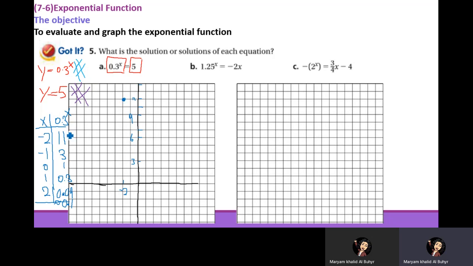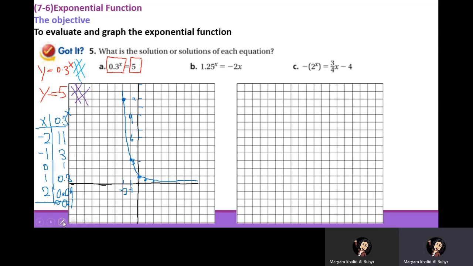Remember again, you estimated this number. Once you have -1, it will be 3. That is -1. Once you have 0, it will be 1. Once you have 1, it will be 0.3. You just take 1/3 from this one. Once you have 2, it will be 0.1. It's about 0.1, which is here. So connect your points. That's for the first function.